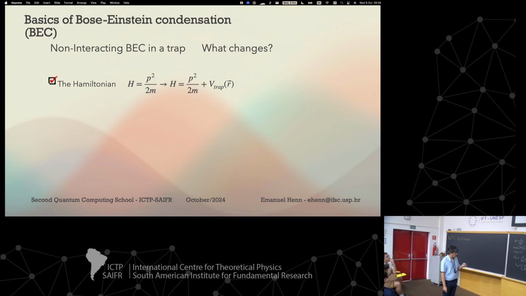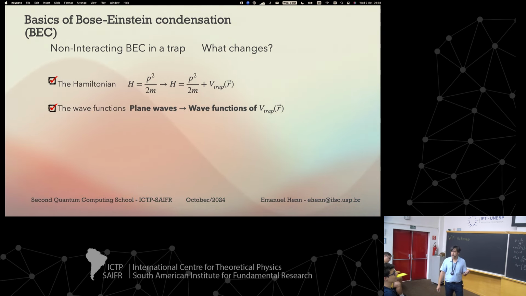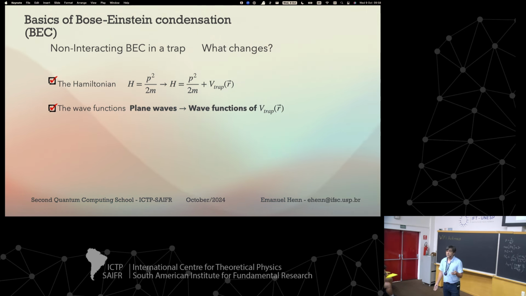What changes, actually? The Hamiltonian. We solved this problem here. It's only changing the Hamiltonian. I'm adding an external field, whatever it is. I don't care about the nature of this now. That is restricting the volume occupied by the atoms. Of course, the wave functions change. We don't have any more plane waves, but we have the solution of this problem. You probably have solved the harmonic oscillator or, I don't know, the finite box. No?